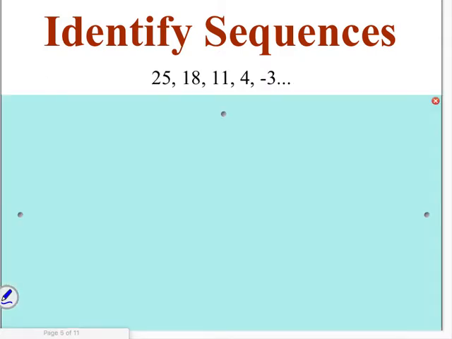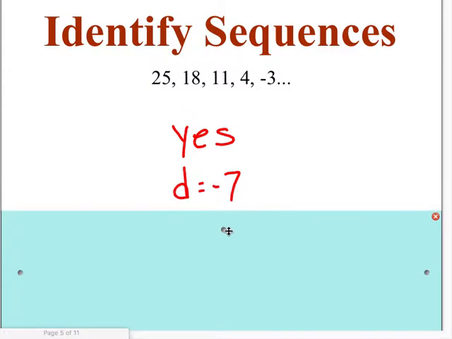Go ahead and try this one on your own. Decide if it is or is not, and identify the common difference if it is. This is an arithmetic sequence, and our common difference is negative 7.